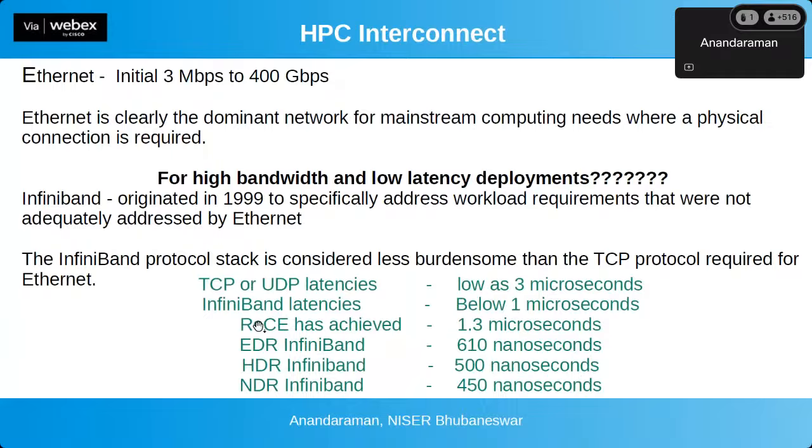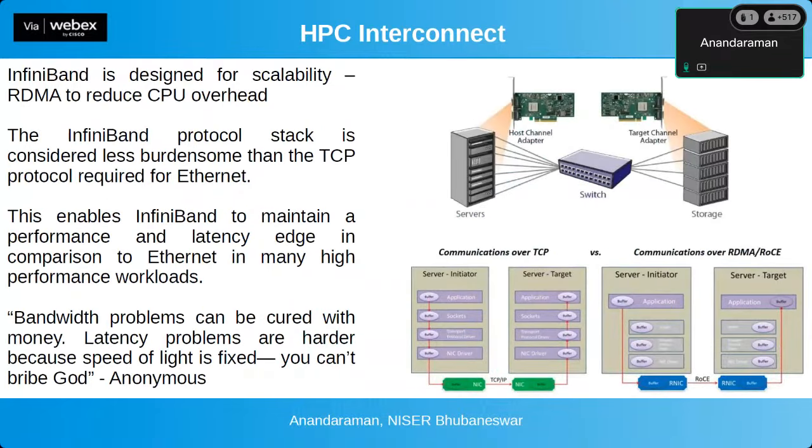Here we are changing both the protocol and the medium. In RDMA over Converged Ethernet, we change only the protocol from TCP to RDMA, but the medium remains the same Ethernet, which also gives some advantage. But changing both the medium and the protocol will always give more performance. RDMA, remote direct memory access, is used to reduce CPU overload.